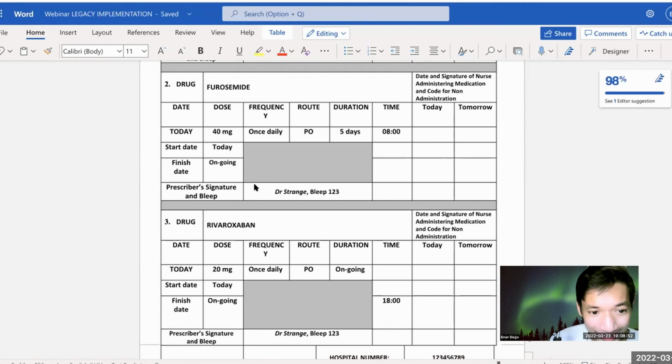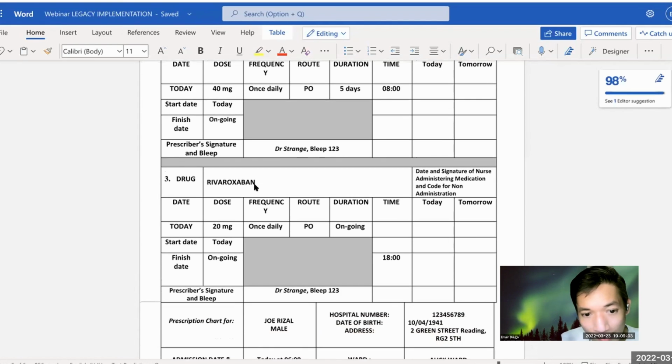So rivaroxaban, the date is today. The dose is 20 milligrams. The frequency is once daily. The route is per orem. The duration is ongoing. The start date is today. The finish date is ongoing, signed by Dr. Strange. It's a correct prescription and complete, but it's not due yet.